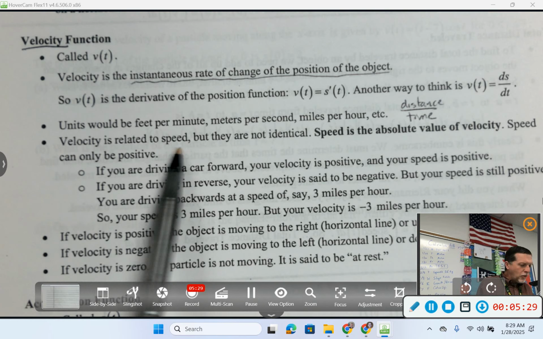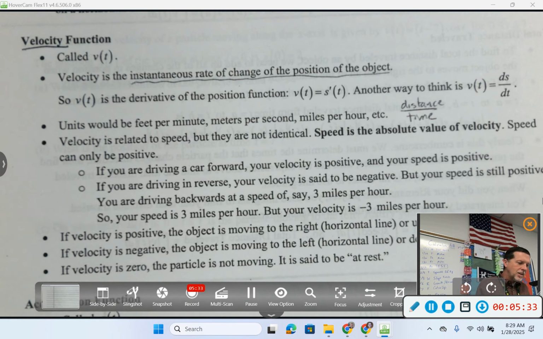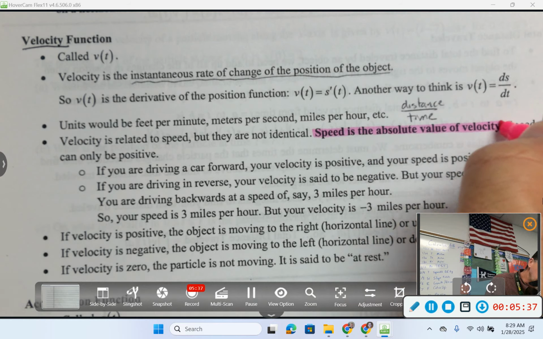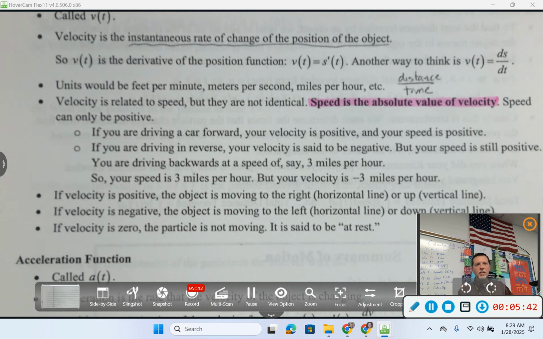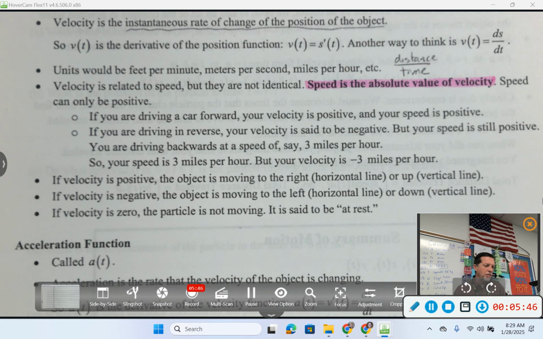We've done this before, but be careful. Velocity is related to speed, but they're not identical. Speed is the absolute value of velocity. Speed can only be positive. Right, we've done that before. These are all reminders right now.